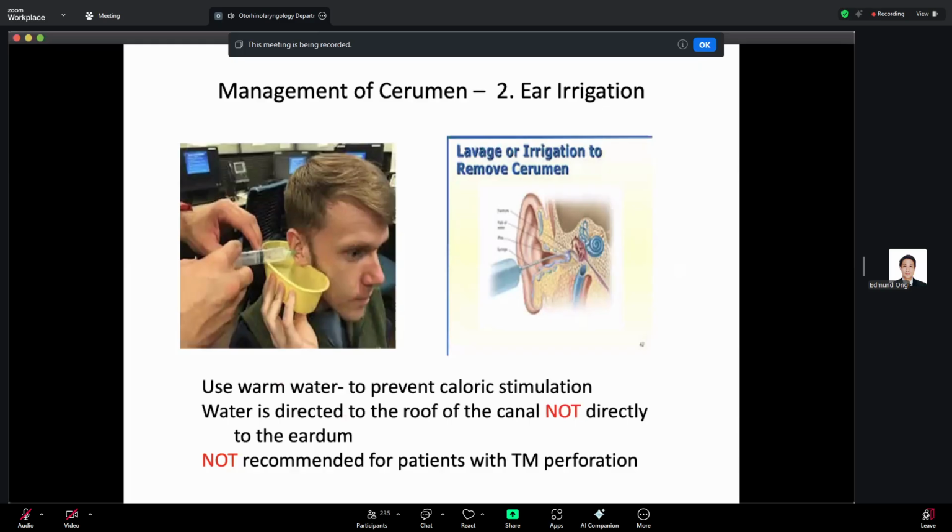So when we remove earwax, either we use suction or we can also do some ear irrigation. The problem with ear irrigation is that it is not recommended if the patient has a tympanic membrane perforation. And of course, it's quite messy. You'll need to use water. Aside from that, sometimes the patient will experience dizziness with ear irrigation. Next slide.